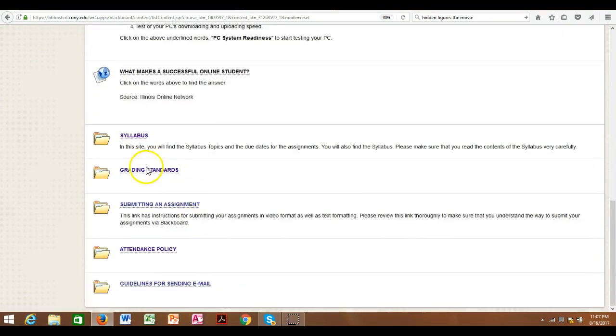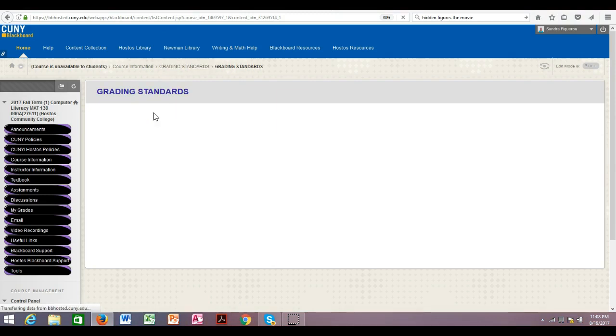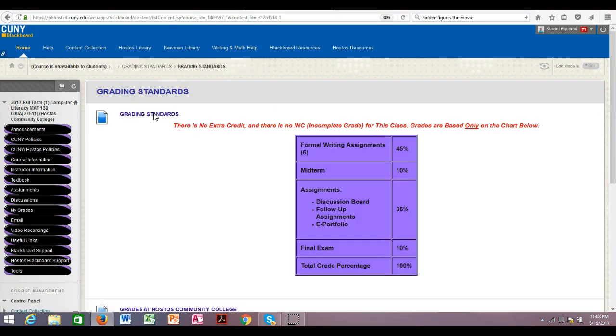Grading standards: I do expect that you're going to get an A in this class. All of you are intelligent. Follow the instructions, do the assignments. There is no extra credit, so don't ask me for it, and there's no incomplete unless there's pain of death, your death. For me to even consider an incomplete, you have to have completed all the course requirements, and the only thing left to take is the final exam. All right, so this is what the grades are based on.